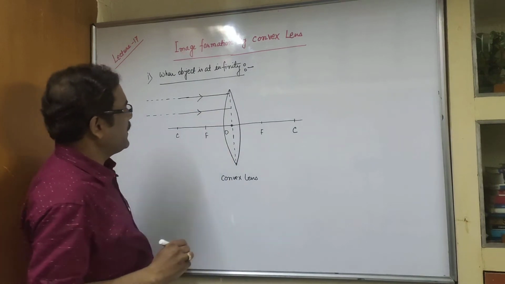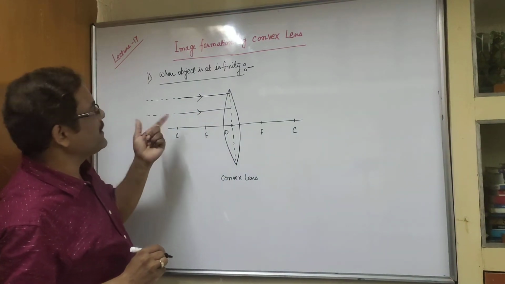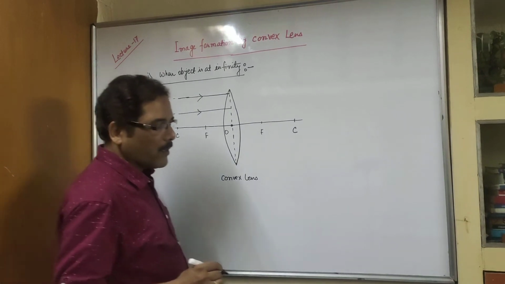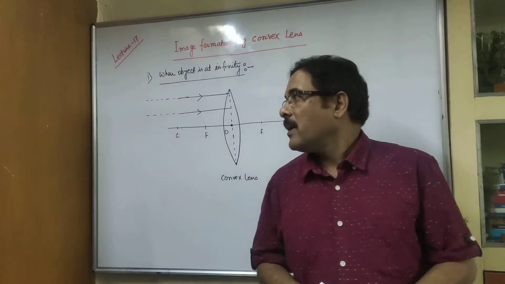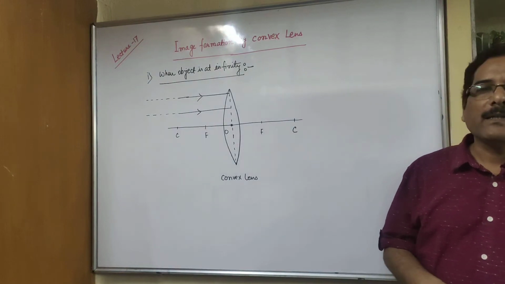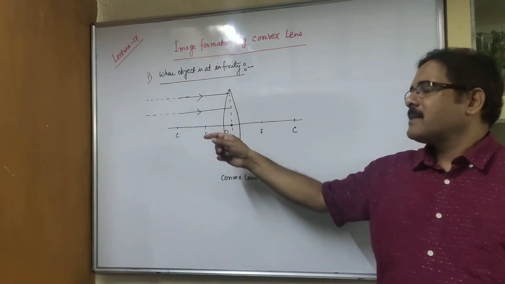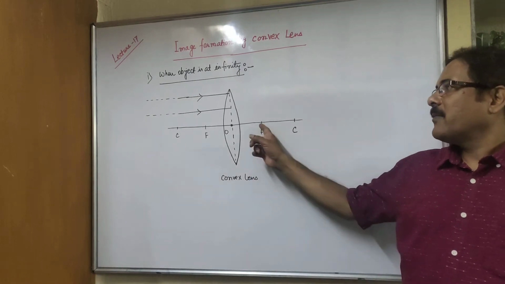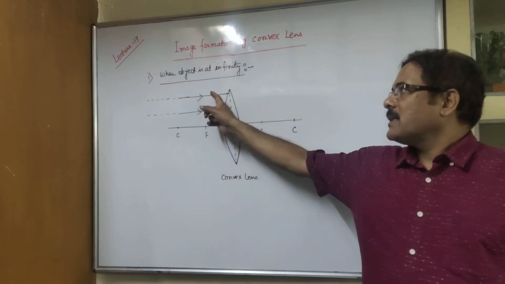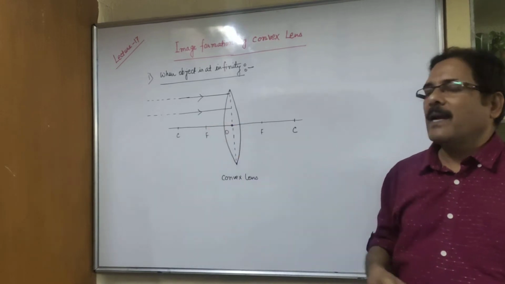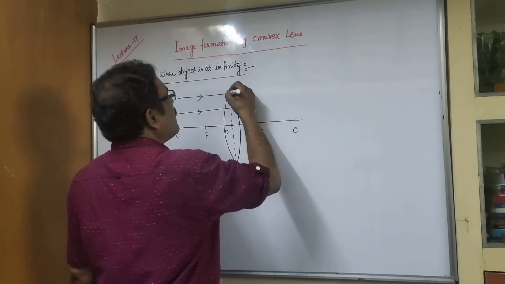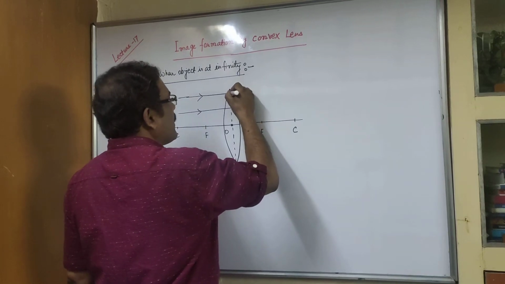Suppose these are the light rays. Here I have drawn dotted lines because the rays are coming from infinite distance. So, according to our rule, if a ray of light is parallel to the principal axis, then from where will it pass after refraction? It will pass through focus. So, you see these 2 rays are parallel to the principal axis. So, after passing through the lens, these rays will pass through the principal focus.